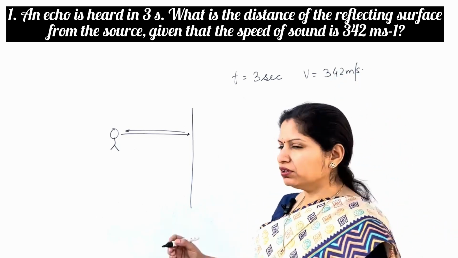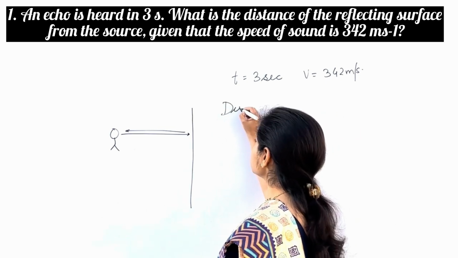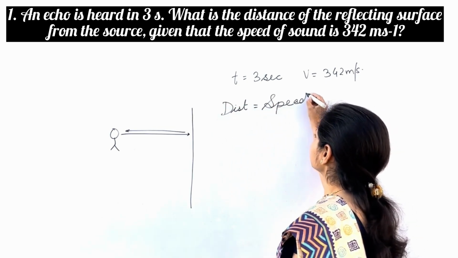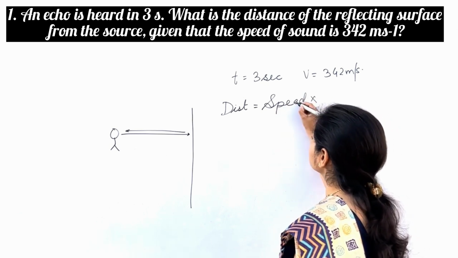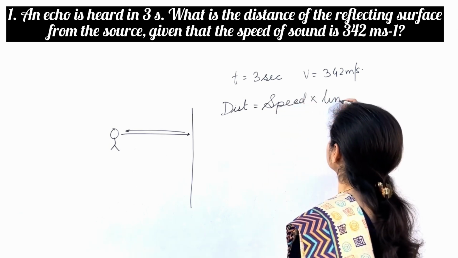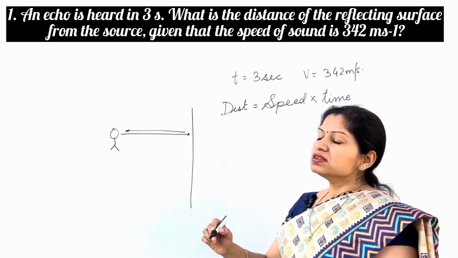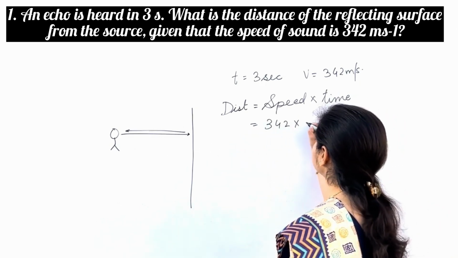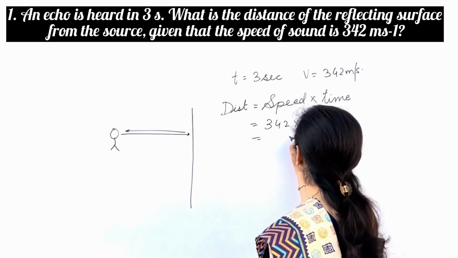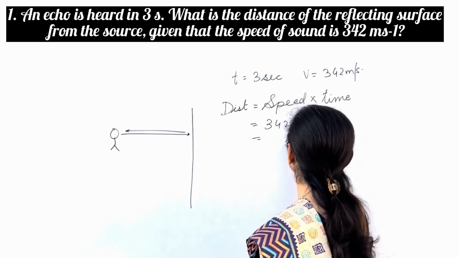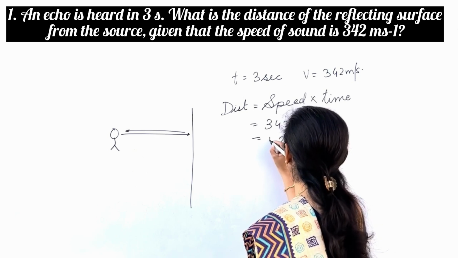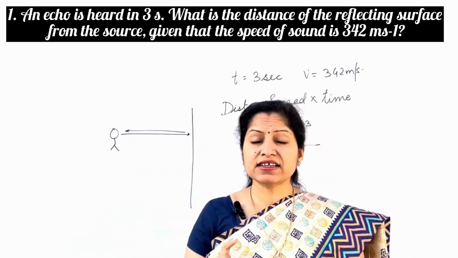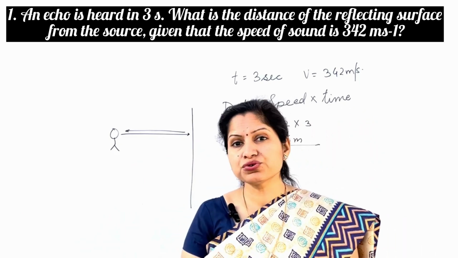So I hope you remember that you all know that distance is equal to speed into time. This formula we have been using from very junior classes itself. No? Distance is equal to speed into time. So we get a distance 342 multiplied by 3. So it makes 1026 meters. So the total distance covered by the sound is 1026 meters.